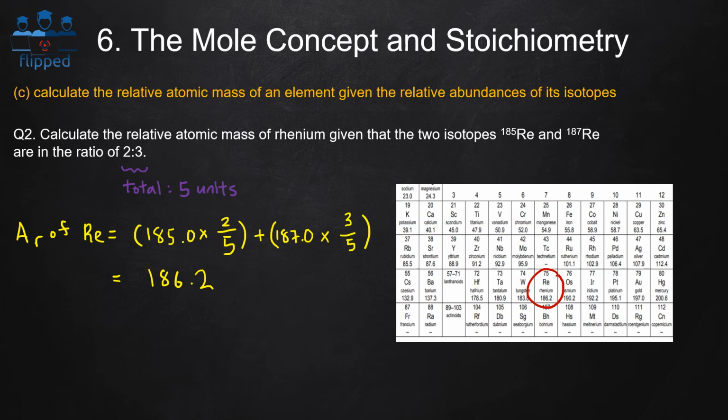Because sometimes they can give you an unknown element and ask you, for example, to calculate the relative atomic mass of, say, X, given that the two isotopes are 185X and 187X. Then you don't know what X is actually referring to, so you have to work it out to find that it's actually rhenium, for example. This is one example of questions they may ask you. But the periodic table always serves as a good indicator to see whether we are on the right track, especially if they give us the name of the element already.